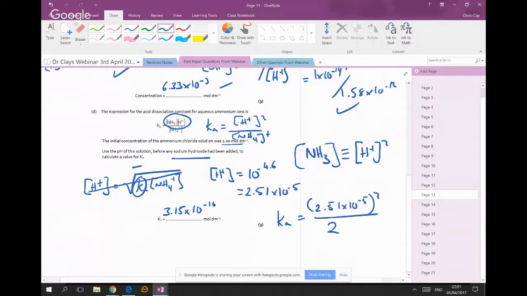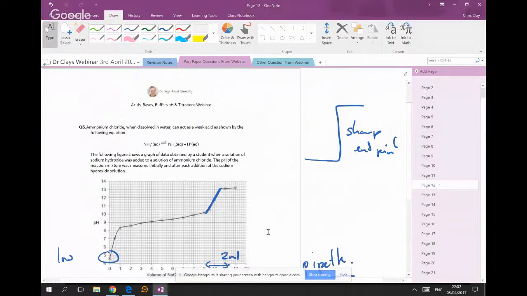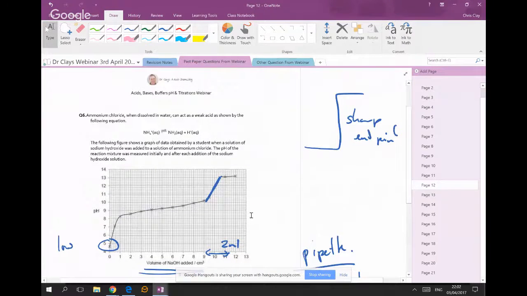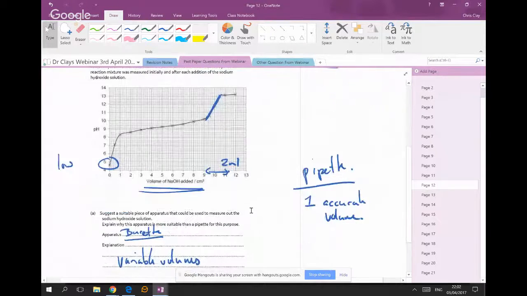Okay, good question. Where does 4.6 come from? That's what I had to look for. 4.6 is coming from our graph. For the initial concentration, before any sodium hydroxide, I had to look at where the volume of sodium hydroxide is zero. So that's a key skill: reading 4.6 from the graph.